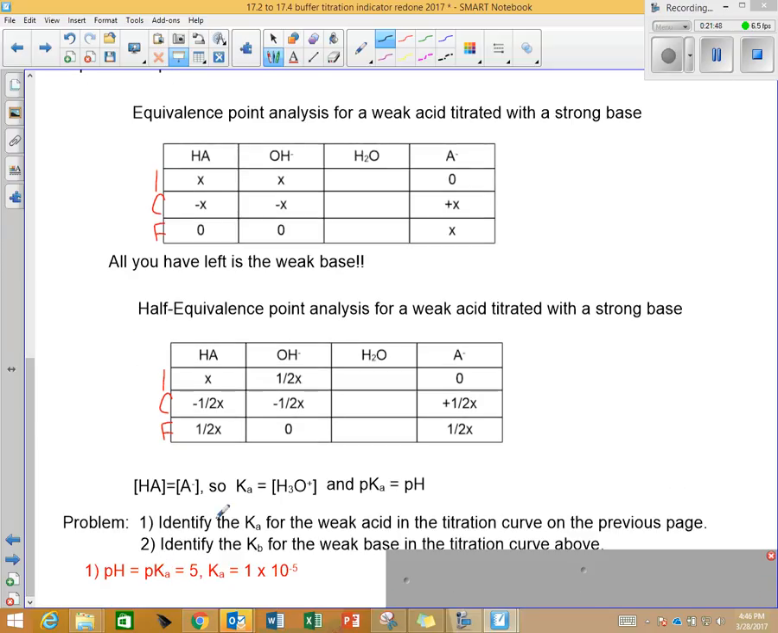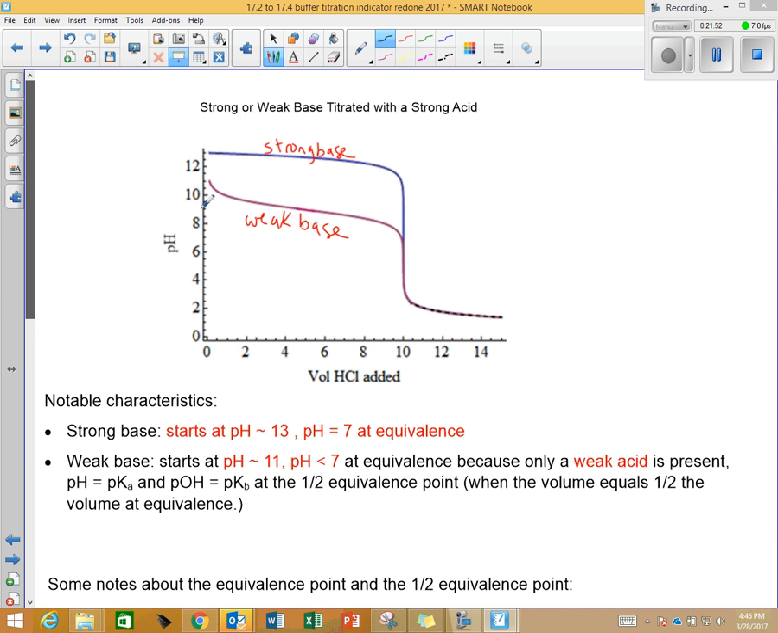All right, let's look at number 2. Find the Kb of the weak base in the titration curve above. So, equivalence, you go to where the graph spikes up. It's at 10 mils. I go to half that volume, which is at 5 mils. I draw a line from half of the equivalence volume up to the titration curve for the weak base, and I draw over to the y-axis, and I find that my pH is 9.